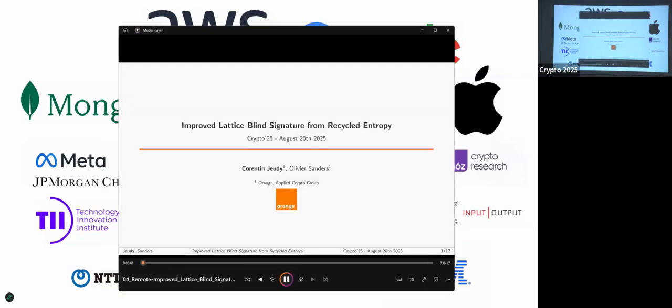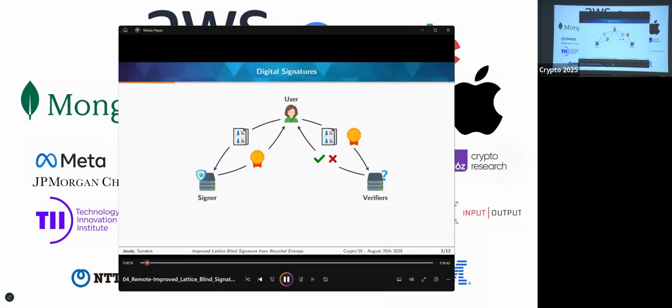Hello everyone, my name is Corentin Jeudi, and today I want to present a joint work with Olivier Sanders on new post-quantum blind signatures on lattices from a technique we call entropy recycling, which I'm going to get to in the presentation. But first, a little bit of background starting from signatures.